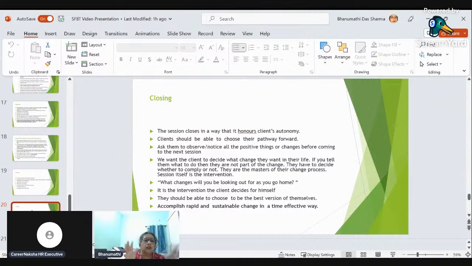Now we come to the closing of the solution focused therapy session. Session closes in a way that it honors the autonomy of the client, because client is central to solution focused therapy, not the therapist, not the referrer. Client is central to solution focused therapy, and it should honor the autonomy of the client. Clients should be able to choose their pathway forward. They will decide what they want to do after the therapy is over.